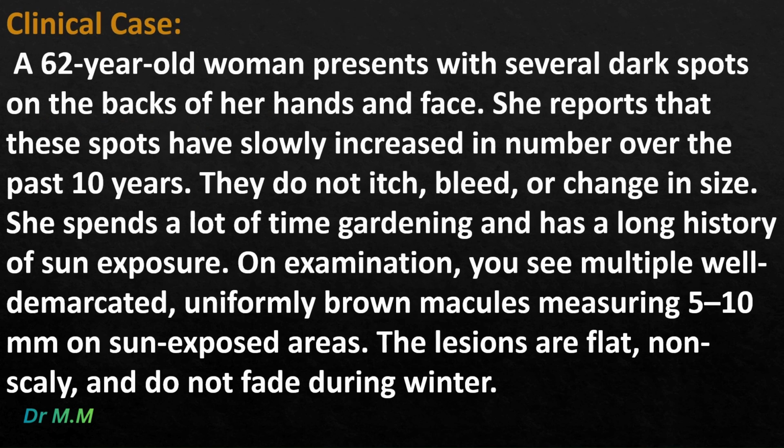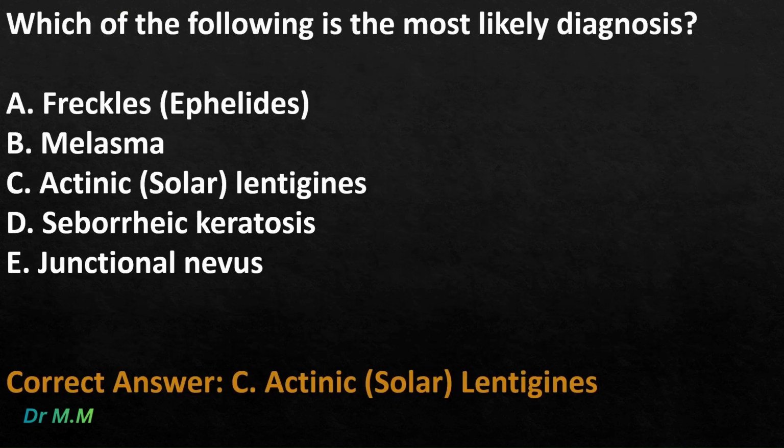Clinical case: a 62-year-old woman presents with several dark spots on the back of her hands and face. She reports that these spots have slowly increased in number over the past 10 years. They do not itch, bleed, or change in size. She spends a lot of time gardening and has a long history of sun exposure. On examination, you see multiple well-demarcated, uniformly brown macules measuring 5 to 10 mm on sun-exposed areas. The lesions are flat, non-scaly, and do not fade during winter.